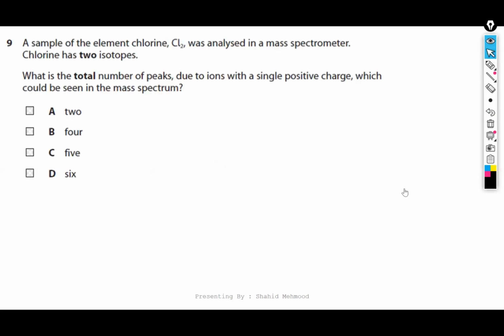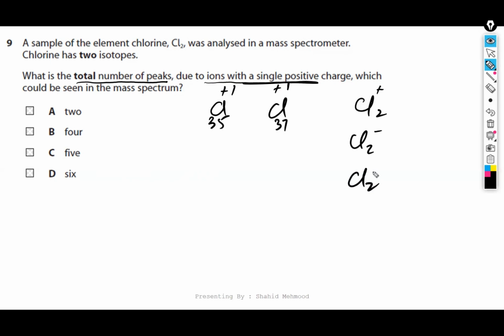Question 9. A sample of the element chlorine was analyzed in a mass spectrometer. Chlorine has two isotopes, and you already know that chlorine has two isotopes, 35 and 37, so we can easily detect this in the mass spectrum. What is the total number of peaks due to the ions with a single positive charge which could be seen in the mass spectrum? For any element having two isotopes, we can get 3 molecular ion peaks and 2 ions for the isotopes. All these ions have +1 charge. So the correct option is option C.